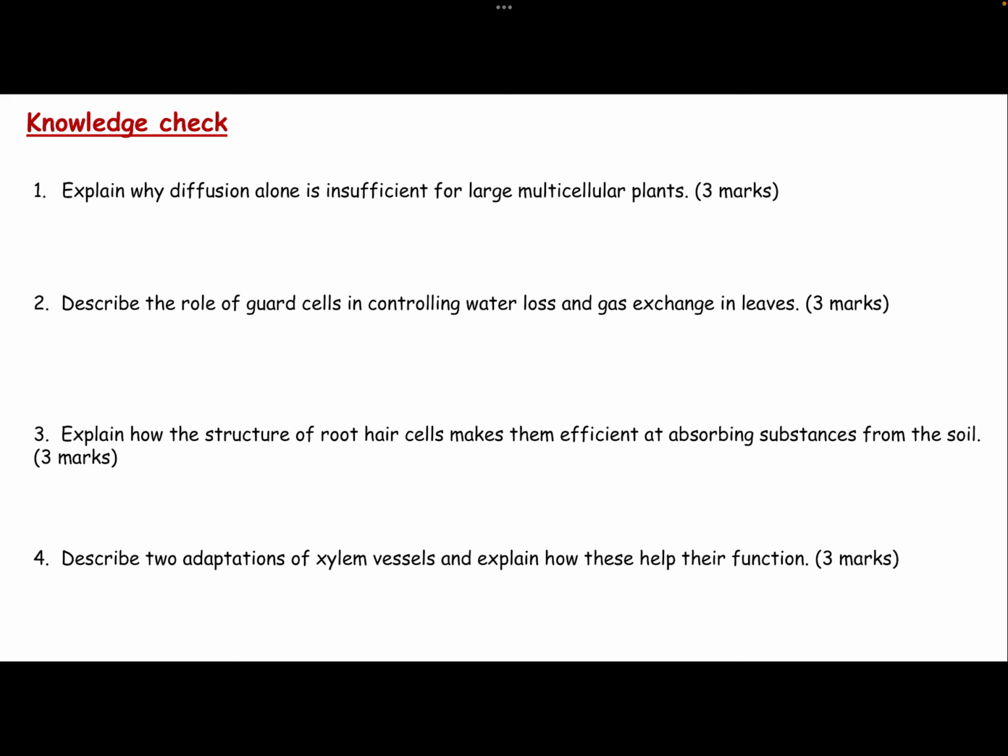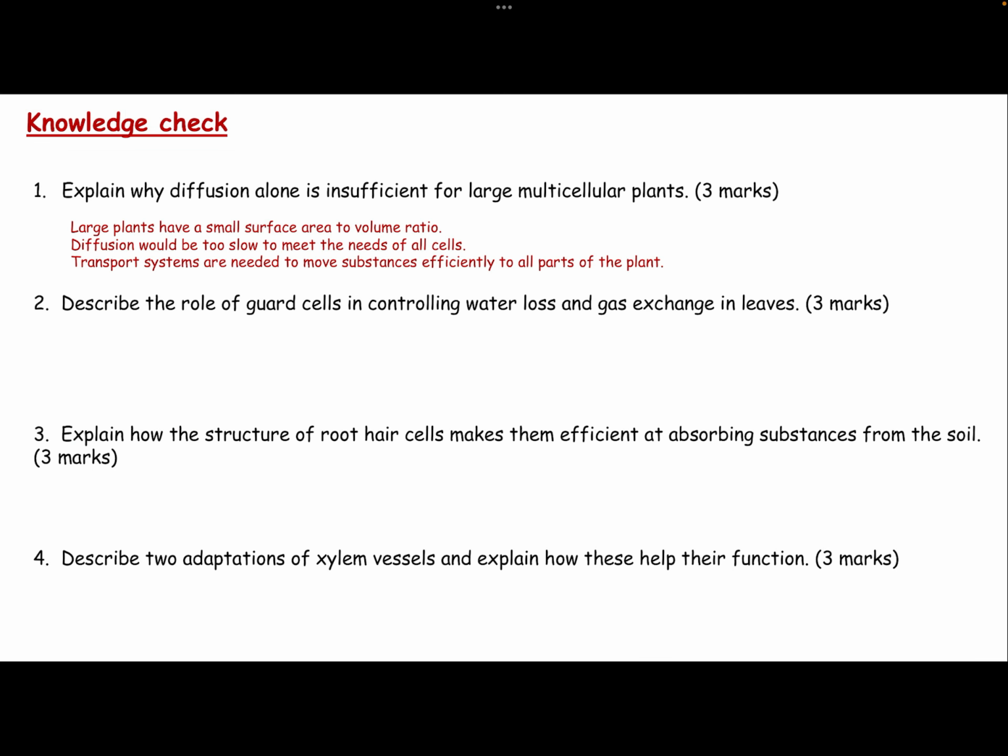So explain why diffusion alone is insufficient for large multicellular plants. And the reason is large plants have small surface area to volume ratio. Diffusion would be too slow to meet the needs of all cells. Transport systems are needed to move substances efficiently to all parts of the plant, and that's where the xylem and the phloem comes in.